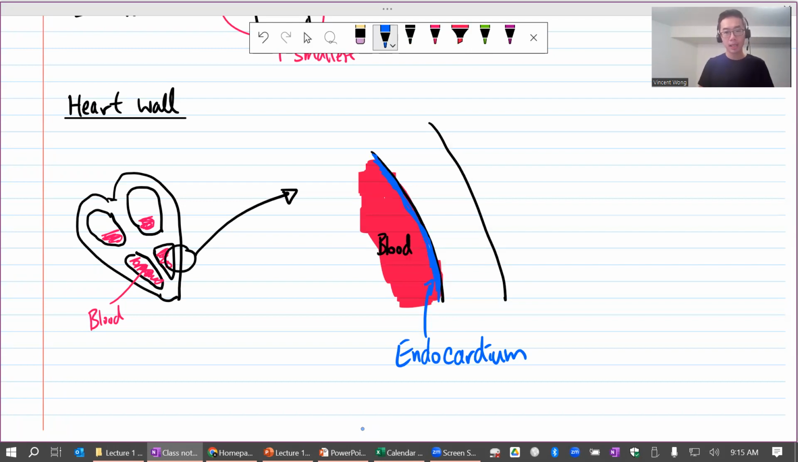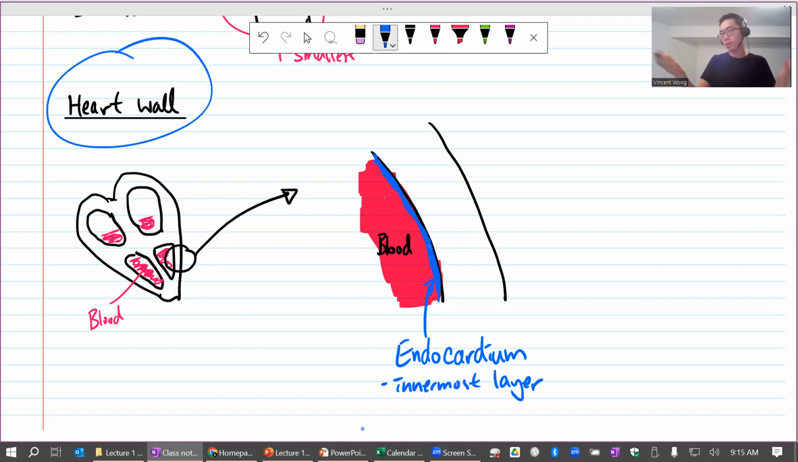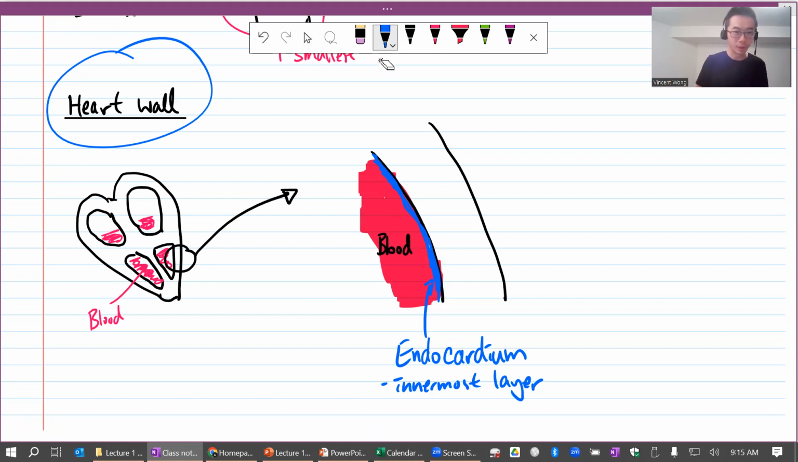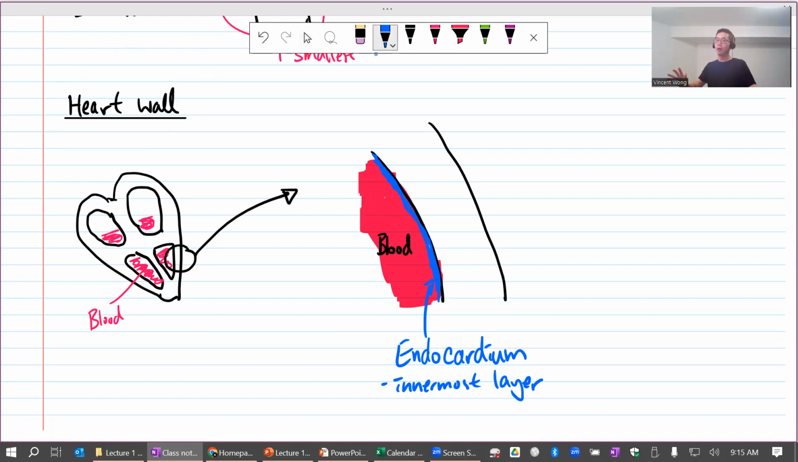The innermost layer of the heart wall. The heart wall is what makes up the wall of the heart, right? That's literally what it means. Now, this layer needs to be smooth. Blood does not like to pass through a rough patch. Anytime blood passes through a rough patch, it has a tendency to clot, and we don't want blood to be clotting in the heart or in blood vessels, right? The only time we want blood to clot is if we have a cut. We want to stop bleeding.